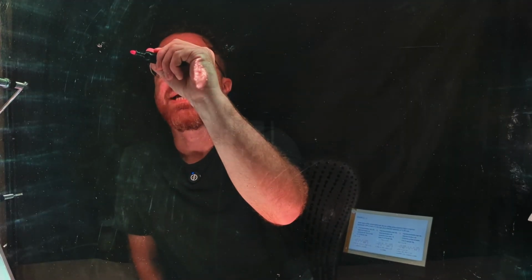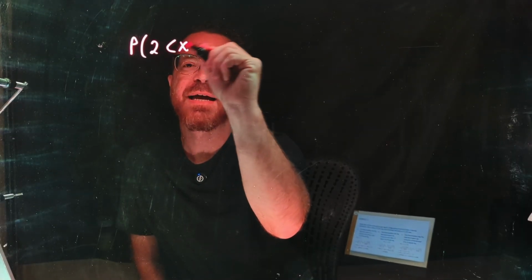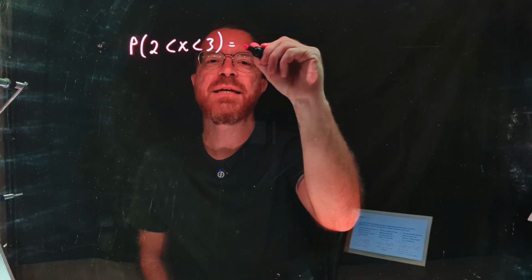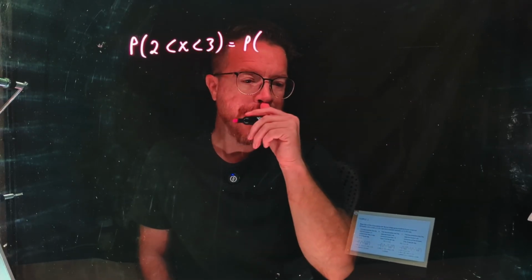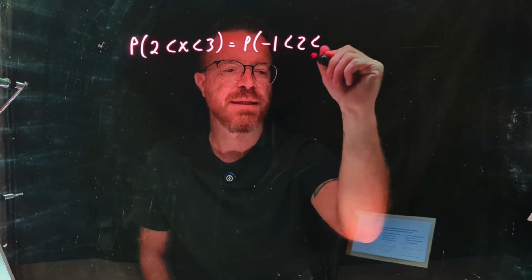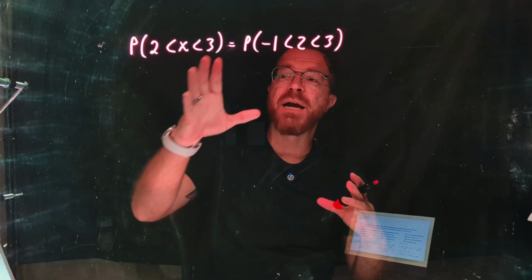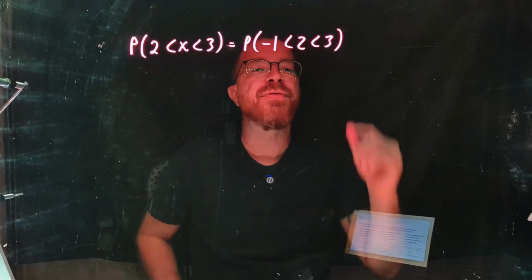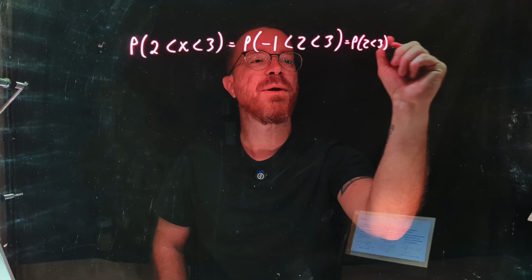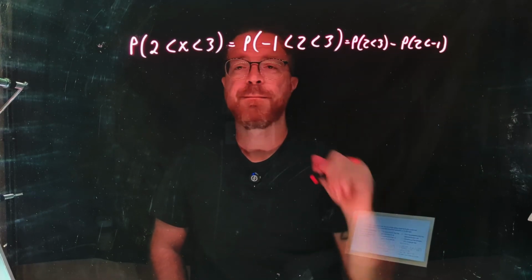In the last example we did, where we were finding what is the probability that 2 is less than x is less than 3, what we did is we converted this to z by finding the probability that negative 1 is less than z was less than 3. And we did this by first converting to z, and then we split this to the probability z is less than the bigger number minus the probability z is less than the smaller number.